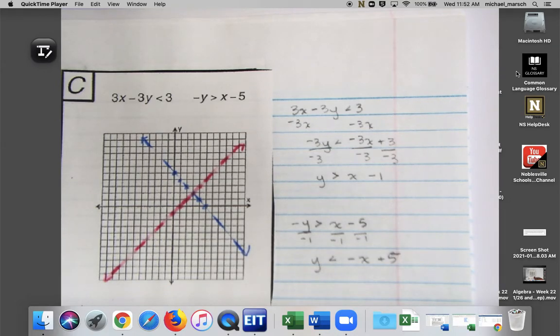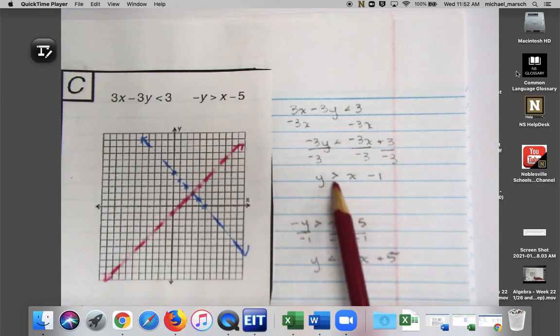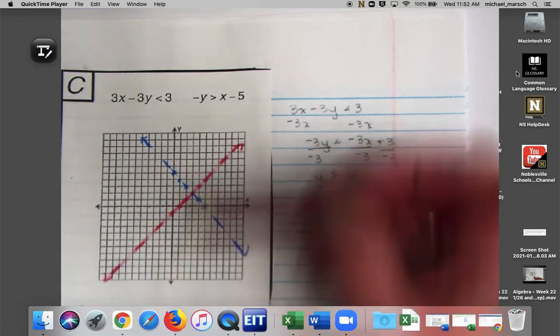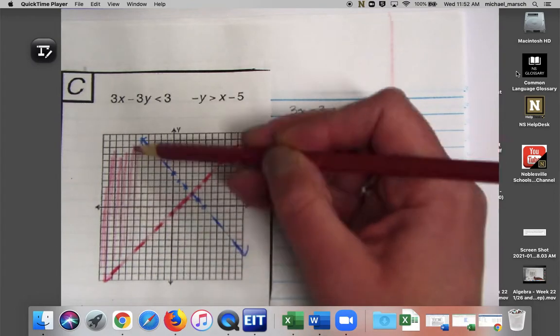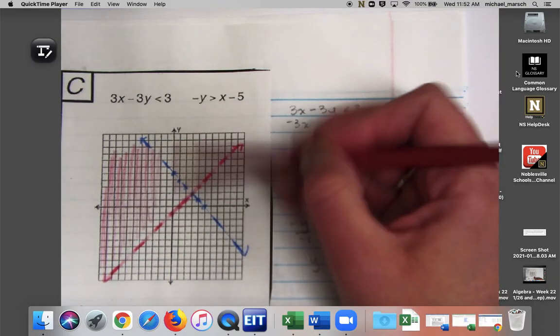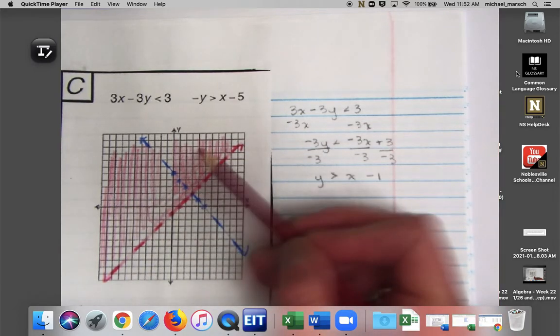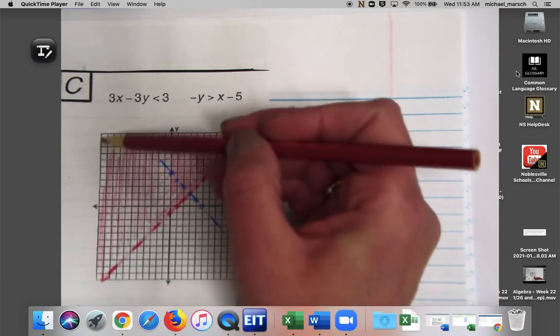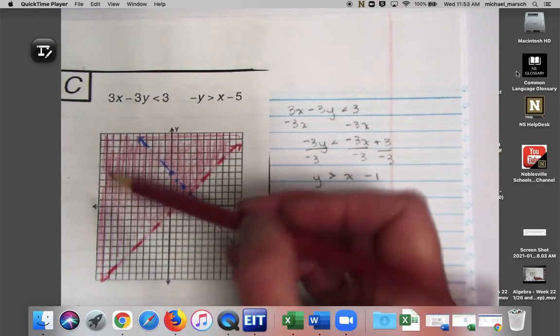All right, so let's shade the red one. If we put 0, 0 in here, is 0 greater than -1? Yes, it is. So I can shade towards the origin, so I'm going to shade all of this. And if you prefer to graph and then shade, or graph and shade, that's fine. There's no wrong order to do this.